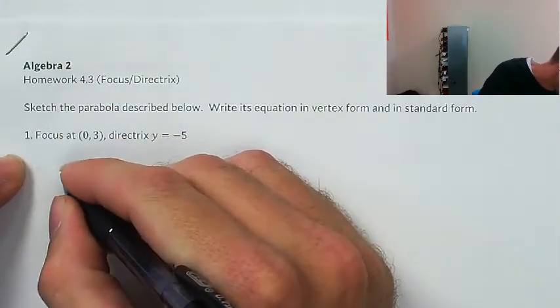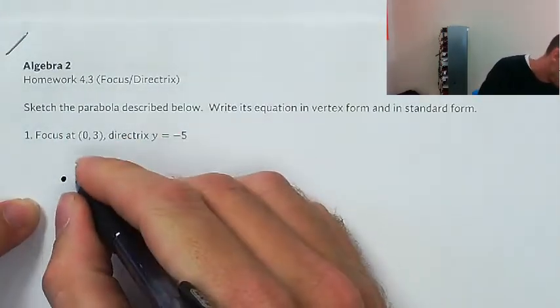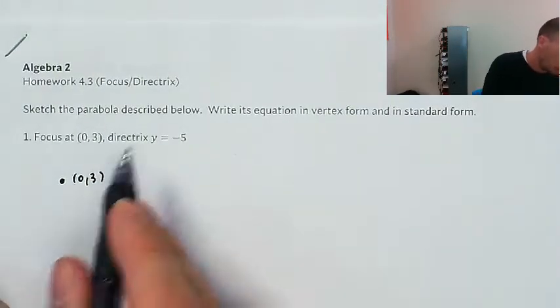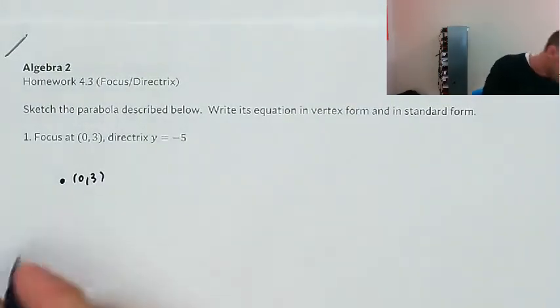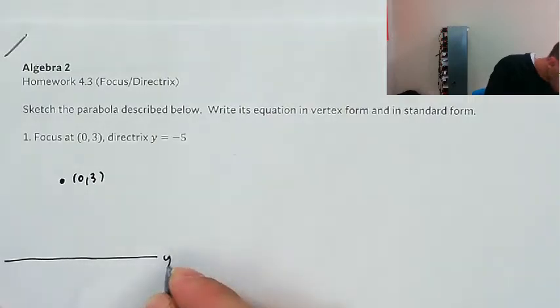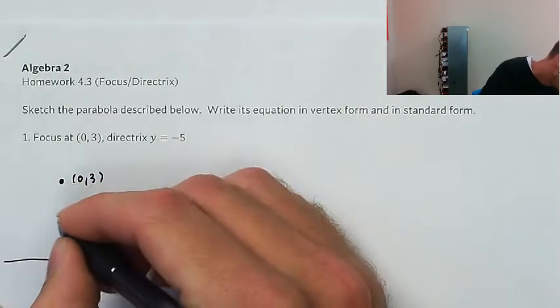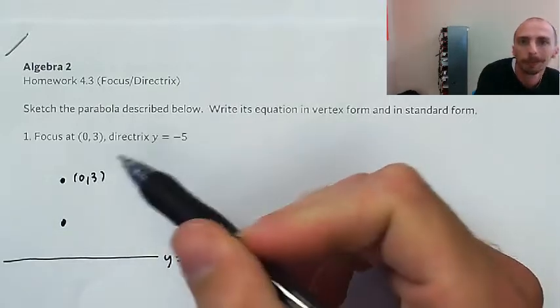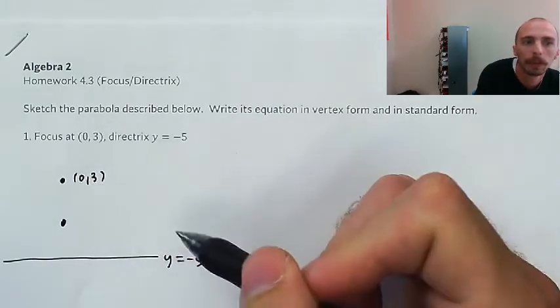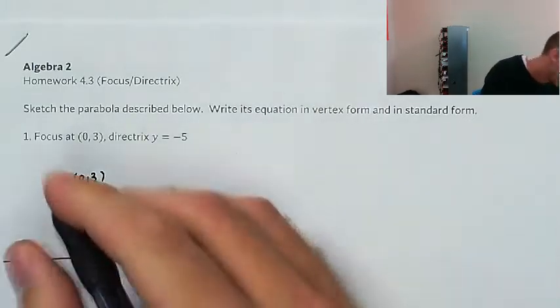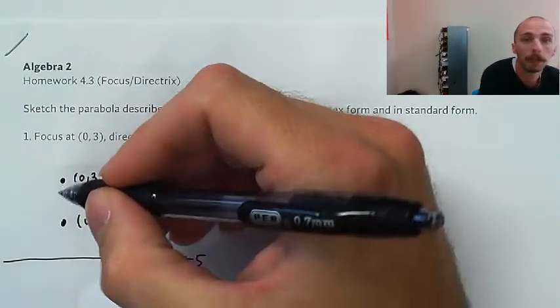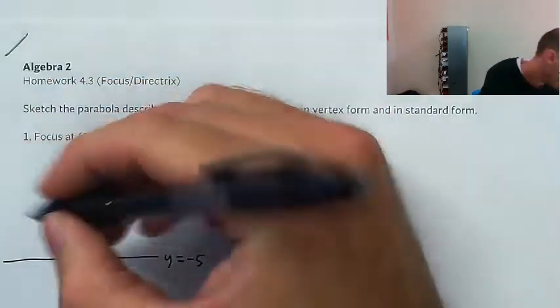So the focus point is here, (0, 3). And then the directrix is below, where y is -5. So we know the vertex will be halfway in between, right? It'll be halfway between 3 and -5, and we can find that by averaging them, adding them together and dividing by 2. So that'll be at (0, -1). And I know it'll open up because the parabola curves around the focus.